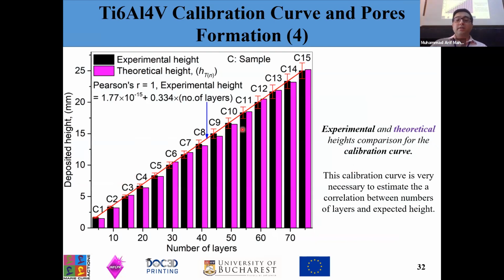So these are the results for our calibration curve between the number of layers and the deposited height. And we can see a very straight line between the 2 parameters. It means that our operating parameters were optimum. And this calibration curve is very important to estimate the height of the deposited layer based on the number of layers deposited within the LMD process.